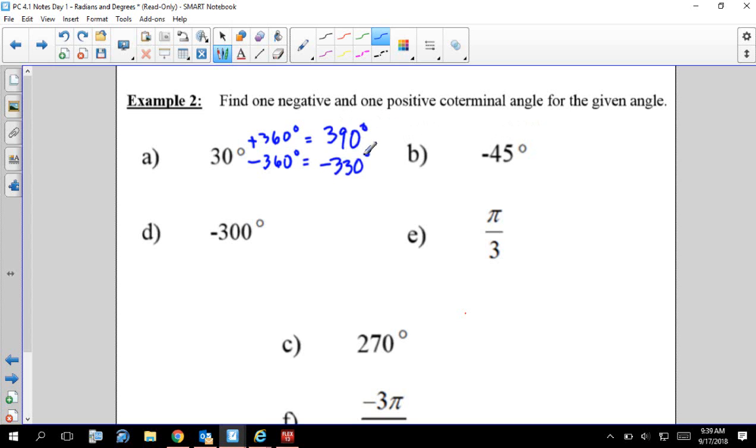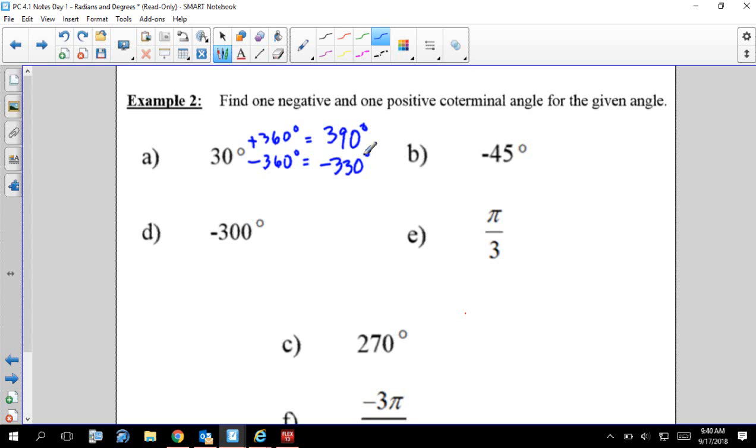What does it mean to anybody who is not in our class, who looks at your paper and knows math, if you don't put a degree symbol? You know what that means? Did I say it yet today? If you don't put a degree symbol, it means radians. So I'm going to assume you meant radians. You're probably going to get it wrong. 390 radians is way different than 390 degrees. Make sure you don't be lazy. Put the degree symbol in.